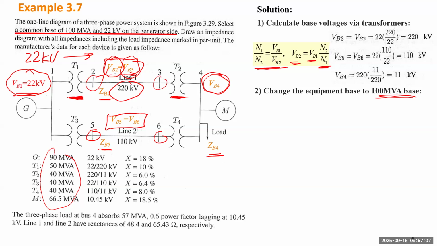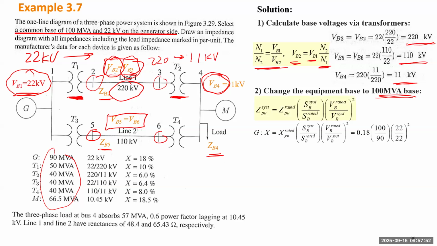For substation number 2 and number 3, the voltage base will be just 220. It doesn't change at all. For substation 5 and 6, it's basically just 110 kV, the same as that line voltage. For the motor, that is 11 kV. This one is not known yet, because from here we have 220 kV, and from the ratio, this side will be 11 kV. Okay.